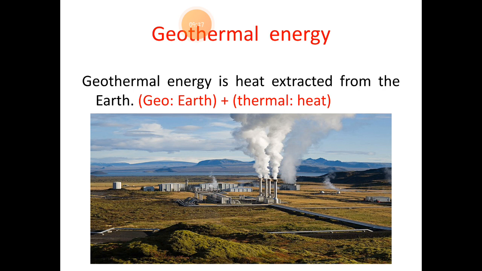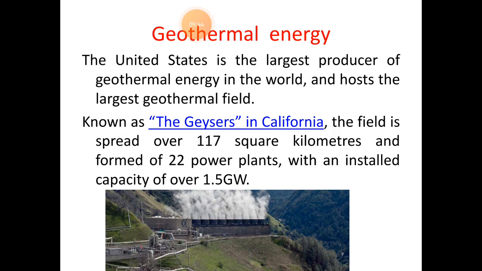The next non-conventional energy type is geothermal energy. Geo means earth, thermal means heat or heat energy. So, geothermal energy refers to heat extracted from the earth. This type of energy is used in the largest thermal fields, called the Geysers of California. It includes 117 square kilometers of area that hosts 22 power plants. You can see it in the picture down here.